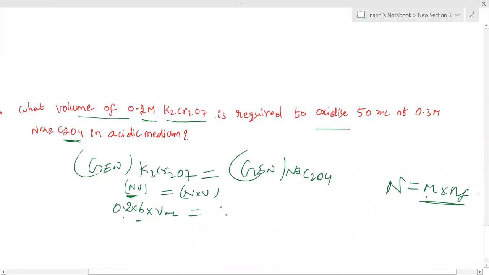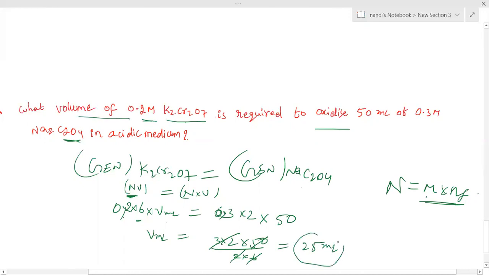Then Na2C2O4. You can check here. Molarity is 0.3, but N factor is 2 for this, so into 2, into volume, how much did they give? 50 ml. By solving this you will get VML, sir. The point will be cancelled. Then you can get 3 into 2 into 50 by 2 into 6. So 6 will be cancelled. Then 2 25s. 25 ml is the answer. So volume is 25 ml.